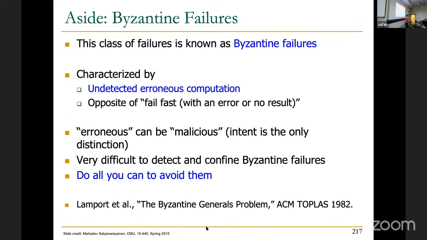But there's actually something even more interesting here. This is a slide from Satya. Satya is a distributed systems expert at CMU. He was my former colleague. When I told him about RowHammer, he was very excited. He immediately incorporated it into his distributed systems course as an example of Byzantine failures. Byzantine failures are characterized by undetected erroneous computation. It's the opposite of fail fast. If you have a failure, the best system quickly fails with an error saying, I cannot proceed anymore, or gives no results. Whereas RowHammer violates that, right? You get a bit flip and you don't know about it. And erroneous can be malicious. Intent is the only distinction, basically.